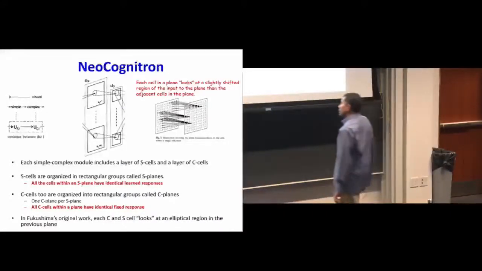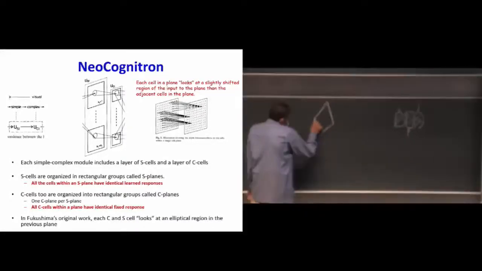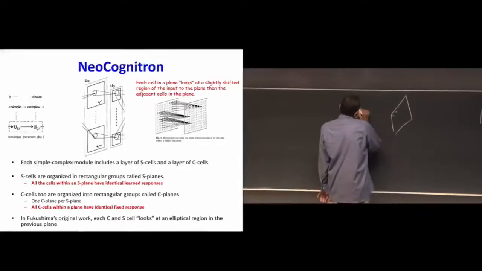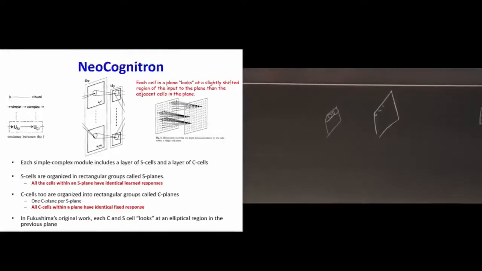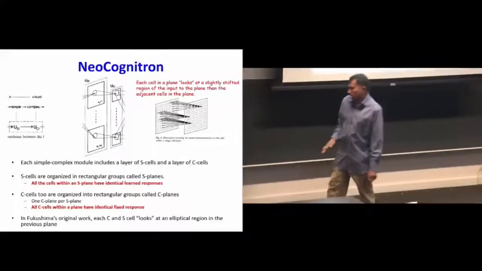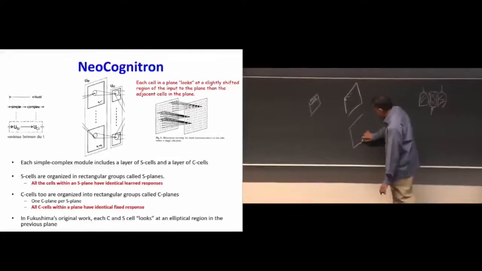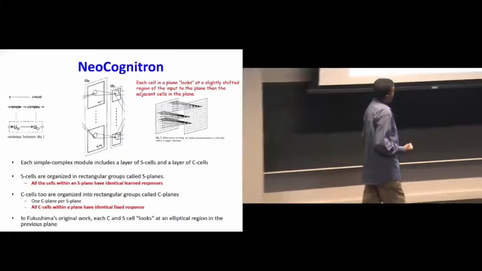So if you look at this guy over here, this is one plane of S cells. So let's say this is your image. So this guy may look at this region. This guy may look at this region. This guy may look at this region. But all of these cells have exactly the same response, meaning each of them is scanning for exactly the same pattern. And then you have many such groups. So the S cells in this group have one response. The S cells in this group have another response, and so on. So within each plane, you have many types of S cells.